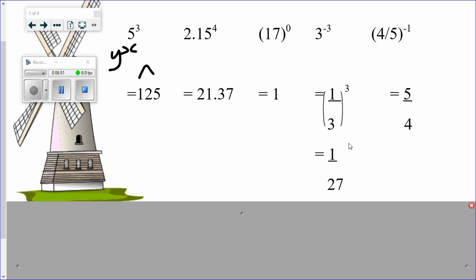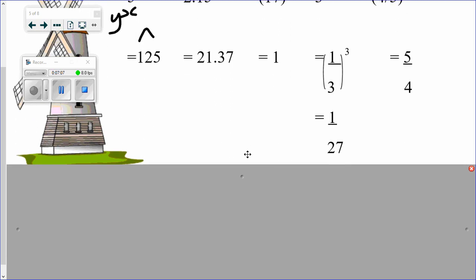This must be as a fraction. And as always, if I tell you I want a fraction in the answer, you had better give me a fraction. I will not accept the decimal. 4/5 to the power of -1. Then you take the value and flip it, so it becomes 5 over 4.